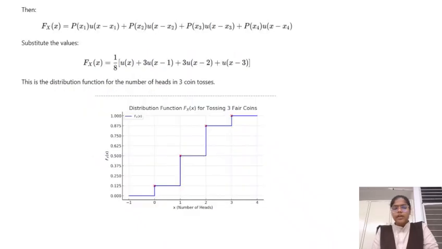Then F_X(x) = sum of P(xi) u(x - xi). By using the given formula, we can substitute the values in the formula. This is the distribution function for the number of heads in 3 tosses. By using this formula, we can calculate and plot the values in the graph. The graph will be a staircase. On the x-axis, the number of heads will be shown, and on the y-axis, the distribution function will be shown.